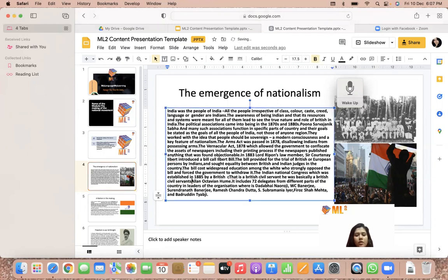So, dear students, always remember the role these people played in the freedom of India.